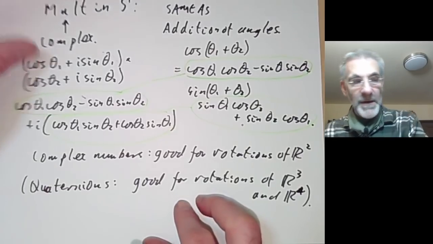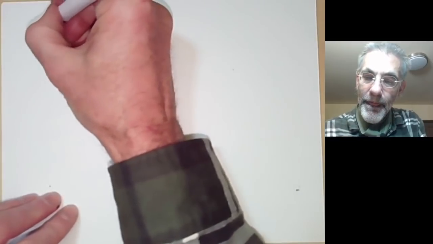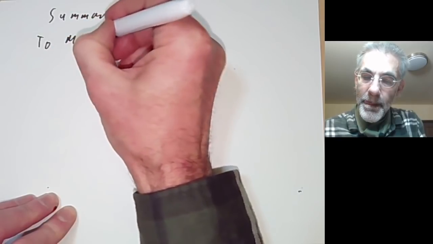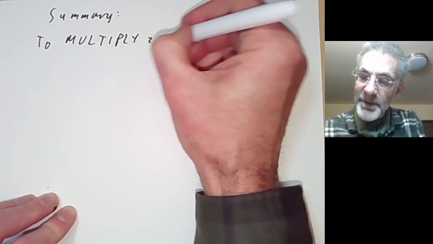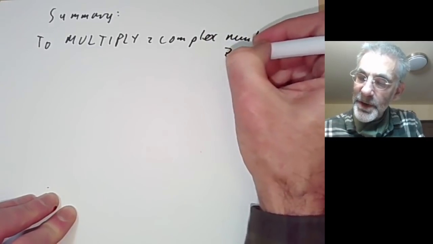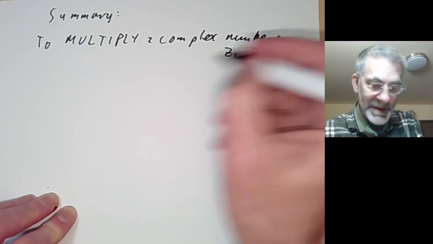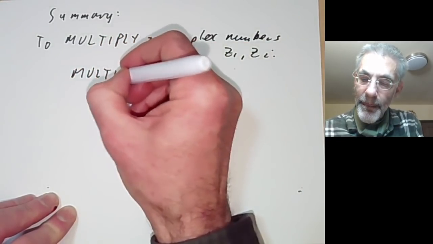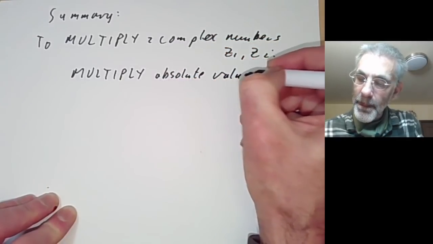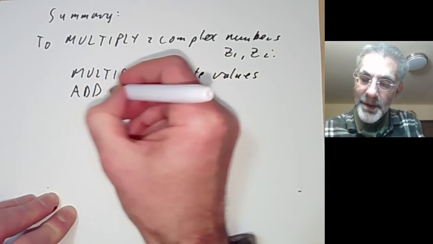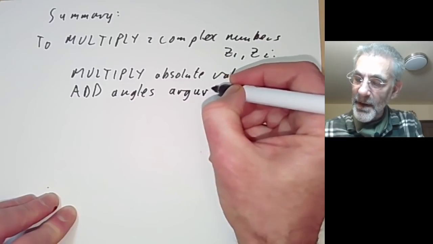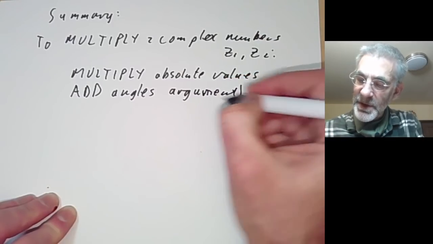So to summarize, to multiply two complex numbers z1 and z2, what we do is we multiply the absolute values and we add the angles they make with the x-axis. So the angle is sometimes called the argument. I don't really know why it's called the argument, but anyway.